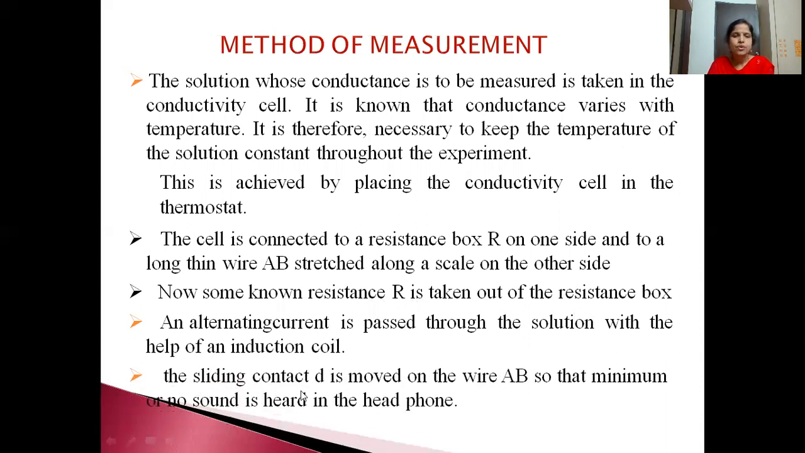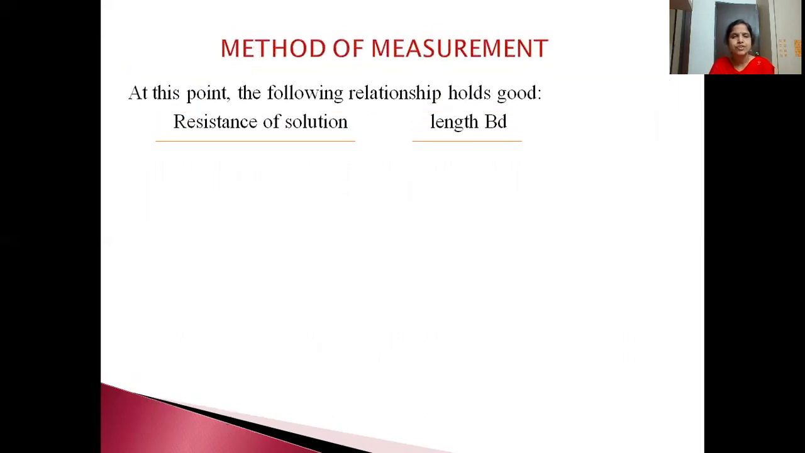Now the sliding contact D is moved on the wire AB so that minimum or no sound is heard in the headphone. So we need to move the contact on that thin wire AB such that no sound is produced or heard. That point we have to take as D. Suppose we are taking it as D on the wire AB.